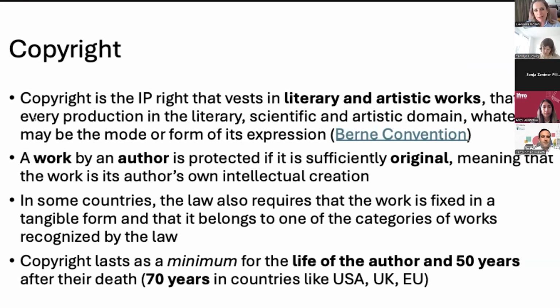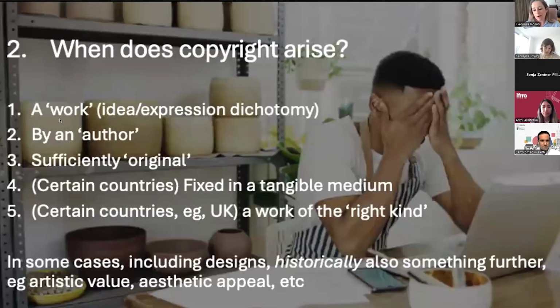So copyright protects original works, it does so automatically and it has a duration that in Europe is the life of the author and 70 years after their death. Then the second question is what is required for this protection to arise? This is something that I've already anticipated. In essence, no matter where you are located, there are three basic requirements. The first one is that there must be a work. It is crucial to understand that copyright does not protect simple ideas, facts, procedures, methods of operation. What it does protect is the expression of these ideas.